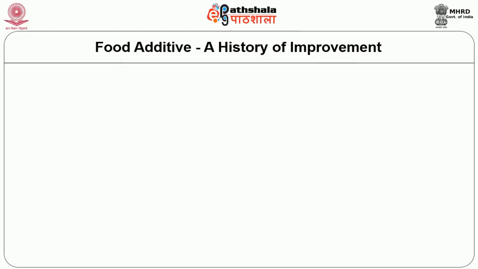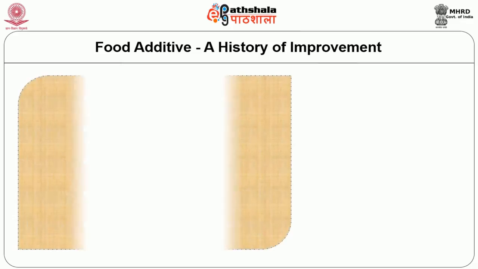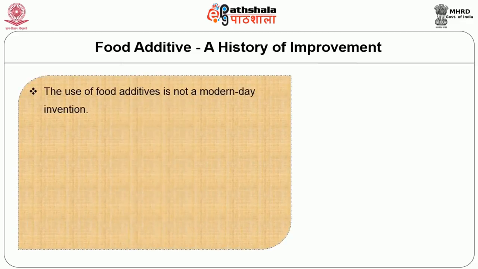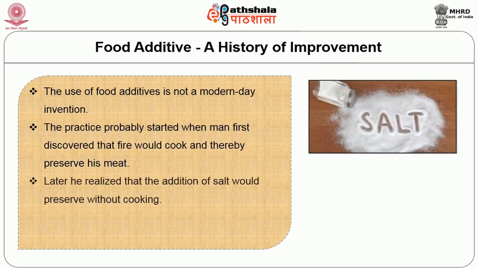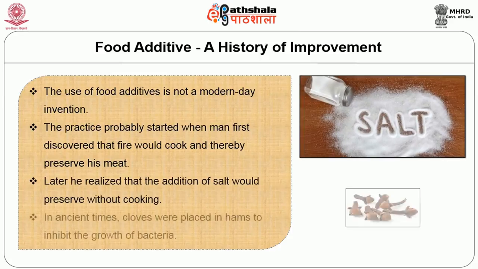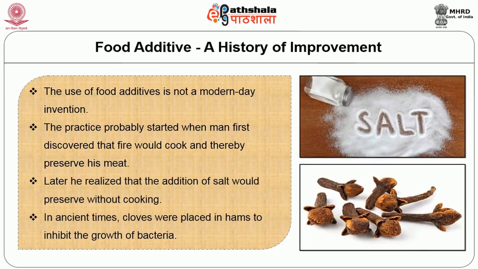First, let us see the history of food additives. The use of food additives is not a modern-day invention. The practice probably started when man first discovered that fire would cook and thereby preserve his meat. Later, he realized that the addition of salt would preserve without cooking. In ancient times, cloves were placed in hams to inhibit the growth of bacteria.